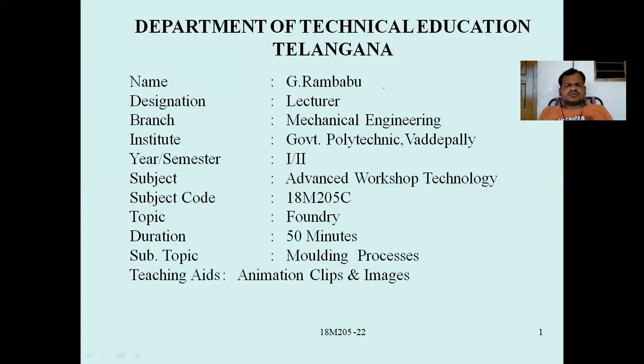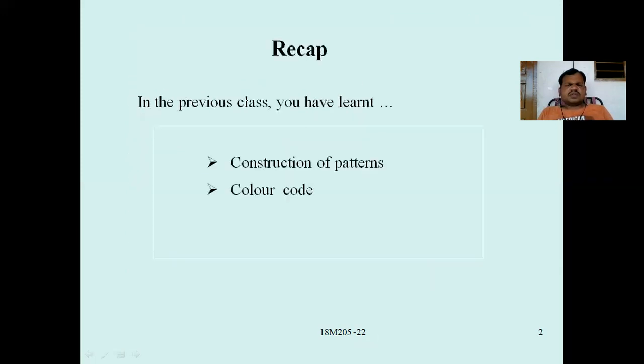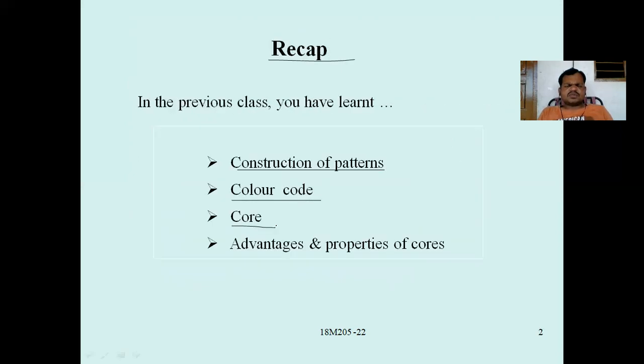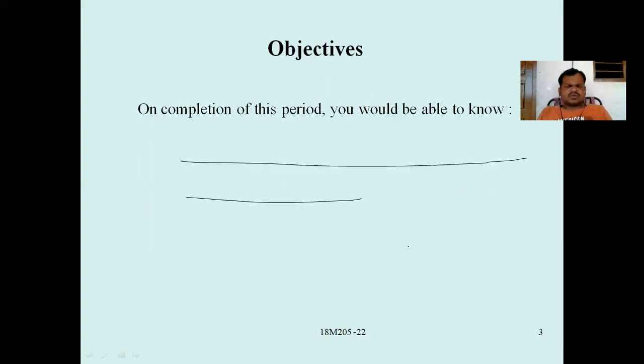Coming to the introduction and recap: in previous classes, we learned about construction of patterns, color codes, and advantages and properties of cores. These are the factors we discussed in the previous class.